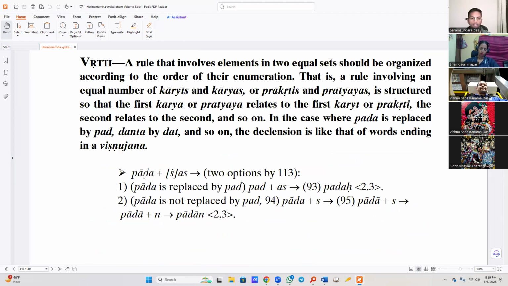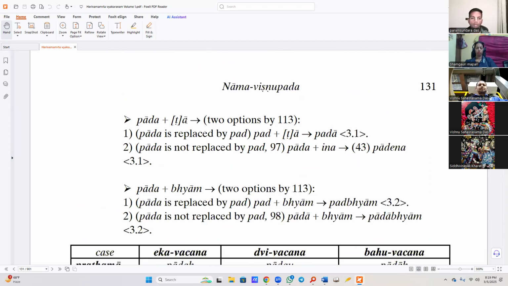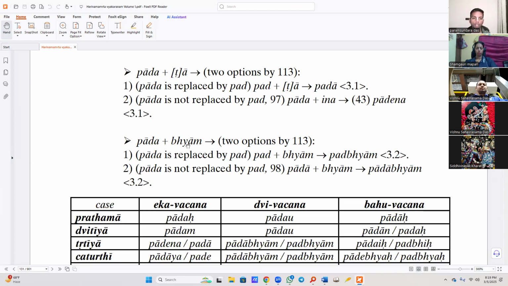So, for example, pada plus shas. Once it remains like Krishna Shabda Padan, and when Pada is replaced with Pad, we simply do the declension, combine them, and we get Padaha. Similarly, when Ta is there, Pad plus A becomes Pada. And once it is Padena, like Krishnena. I hope you are getting the point. When it is Bhyam, one time Pada Bhyam, like Krishna Bhyam, and another time Pad Bhyam.